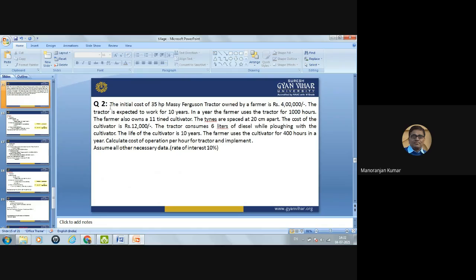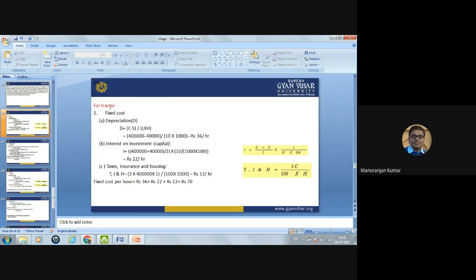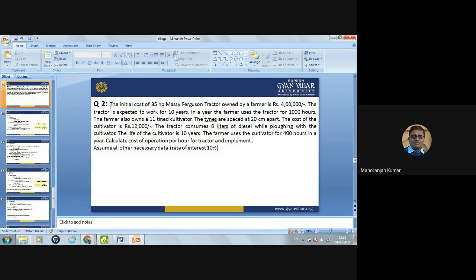So you have to calculate the cost of operation per hour for the tractor as well as for the implement. Assume all other necessary data. For the rate of interest you have to assume 10%. So here you have to calculate the total cost of the operation for the tractor and implement separately. So first you have to calculate for the tractor.